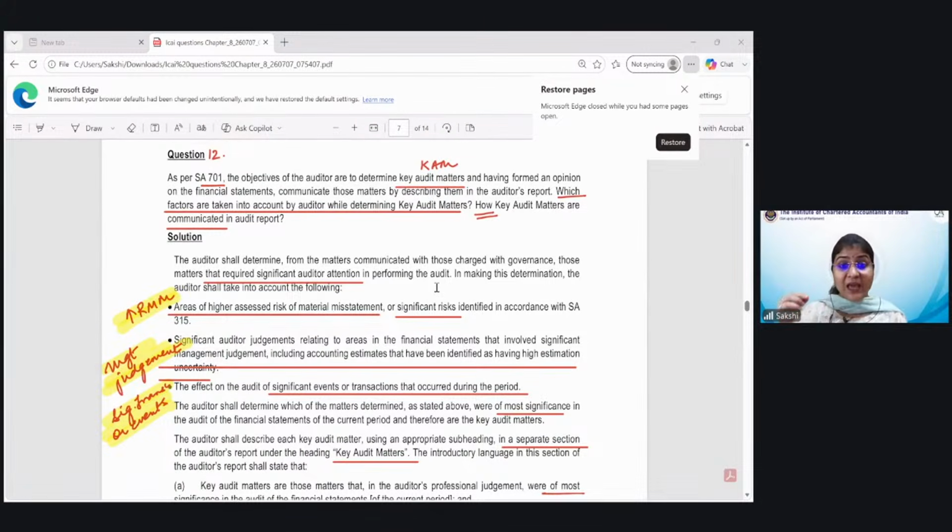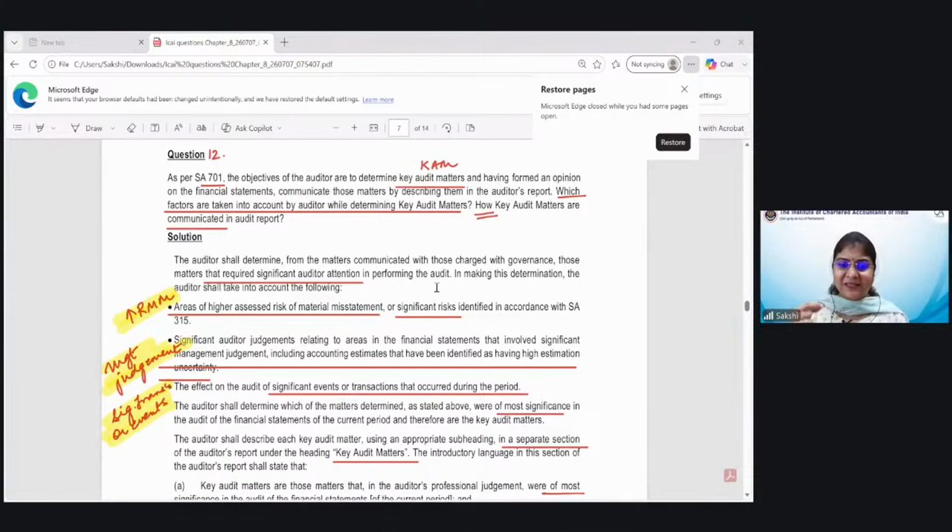What is it? Areas of higher assessed risk of material misstatement or significant risk identified in accordance with SA 315. What is 315? You identify and assess the risk of material misstatement through understanding the entity and its environment. So they are saying these matters are of high risk assessment. They are areas of higher risk, they demand more attention, they are significant risk. So this could be a significant matter, a key audit matter.